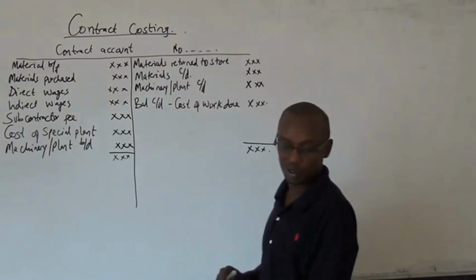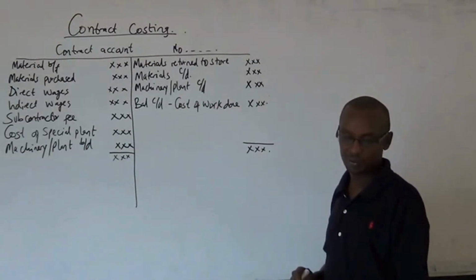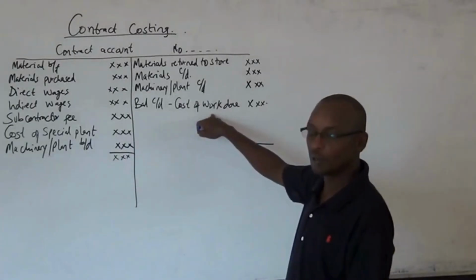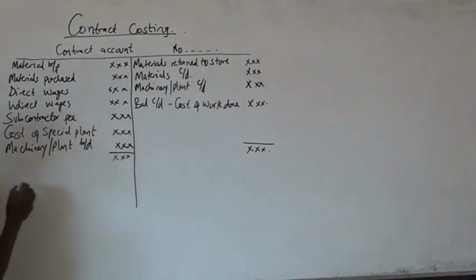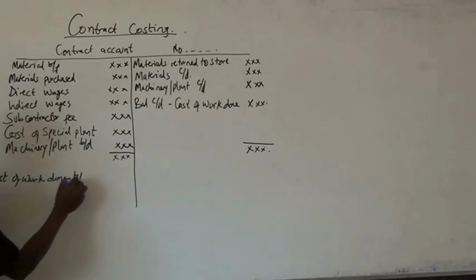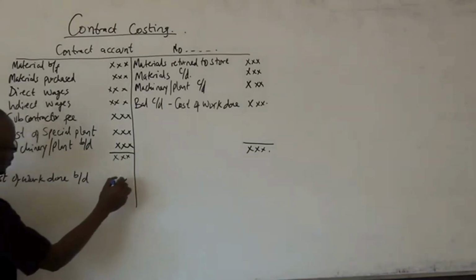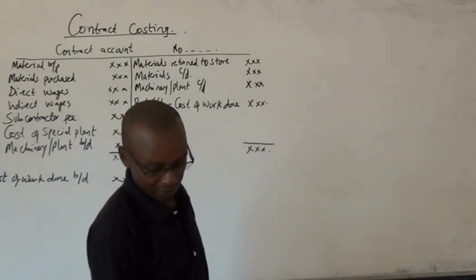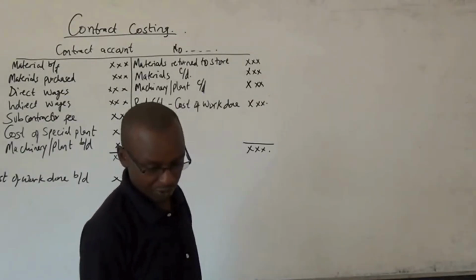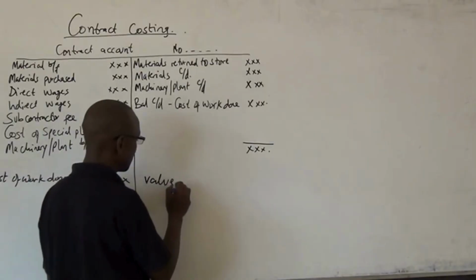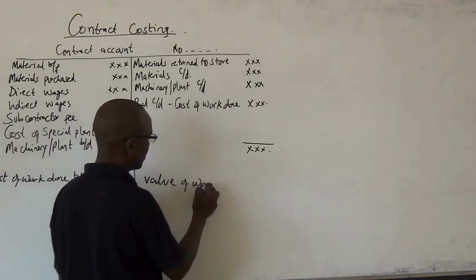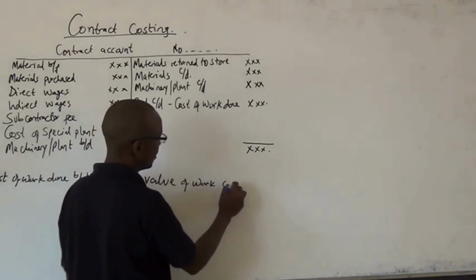But we're not through with our contract account. So what you do, you bring down this balance here. Cost of work done, brought down. Then you get what? The value of work certified.